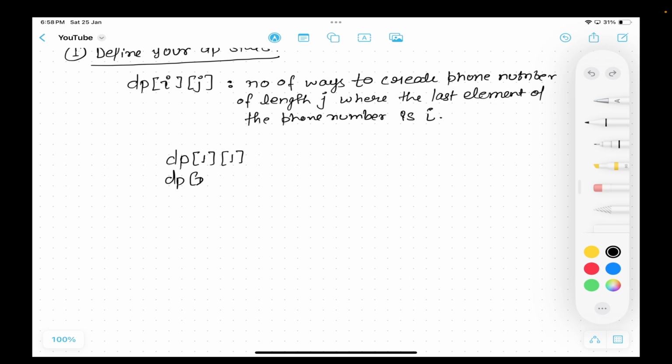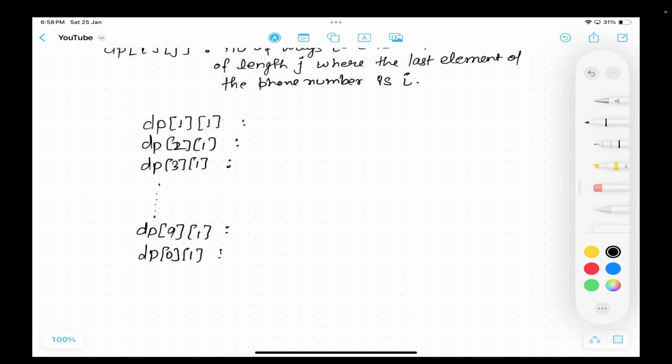We have DP of 2 and 1, DP of 3 and 1, similarly DP of 9 and 1 and DP of 0 and 1. So let's say these are the states we have. Let's just assume that we have computed them in some way. So for DP of 1 and 1, let's say for all, we have one way.